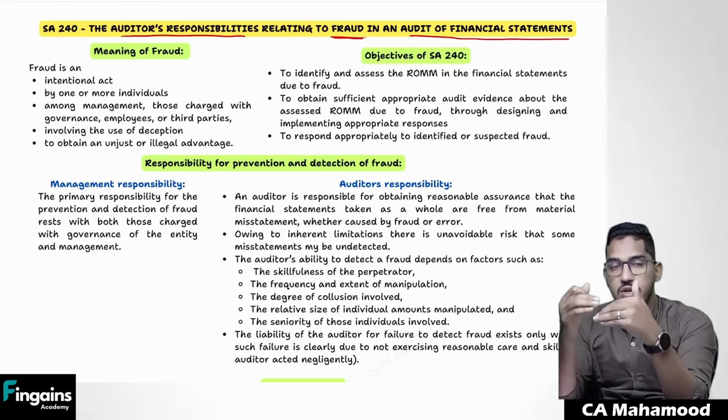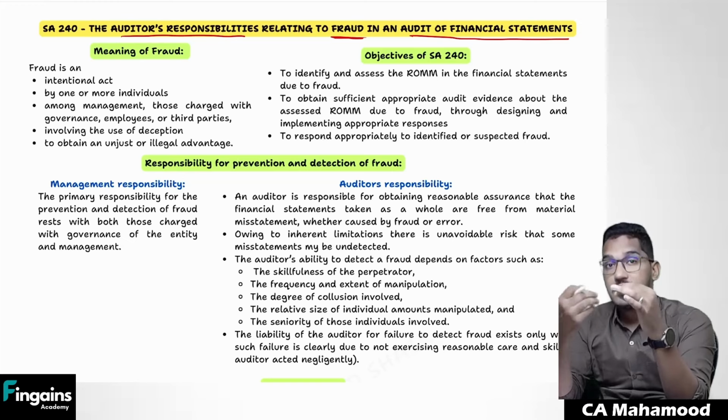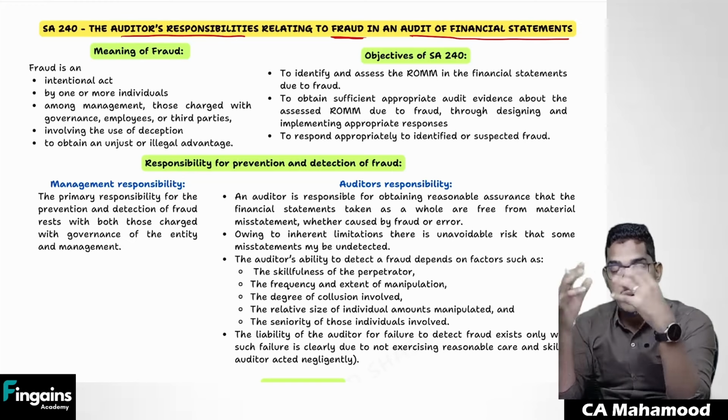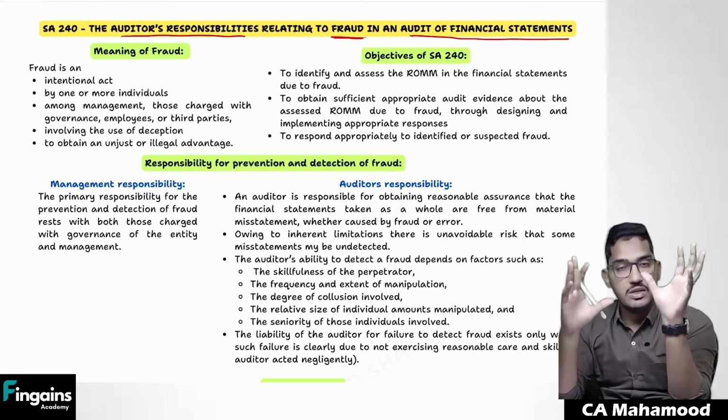So as an auditor, whenever you are conducting the audit of any client, if you came to know any fraud has taken place in the client, or you suspected any fraud, or there is a risk of material misstatement regarding fraud, as an auditor, what responsibilities do you have to fulfill?